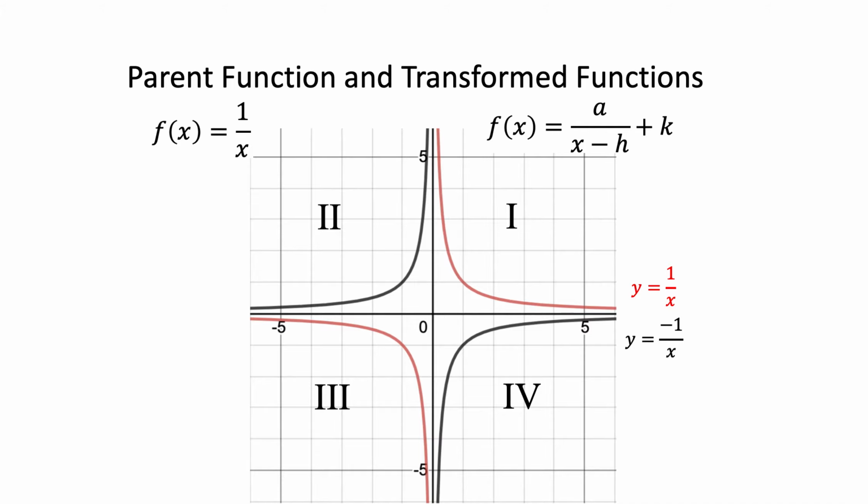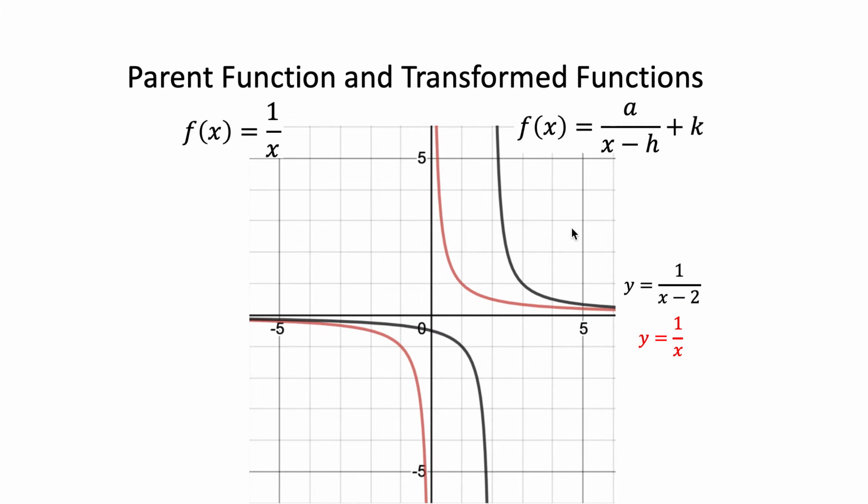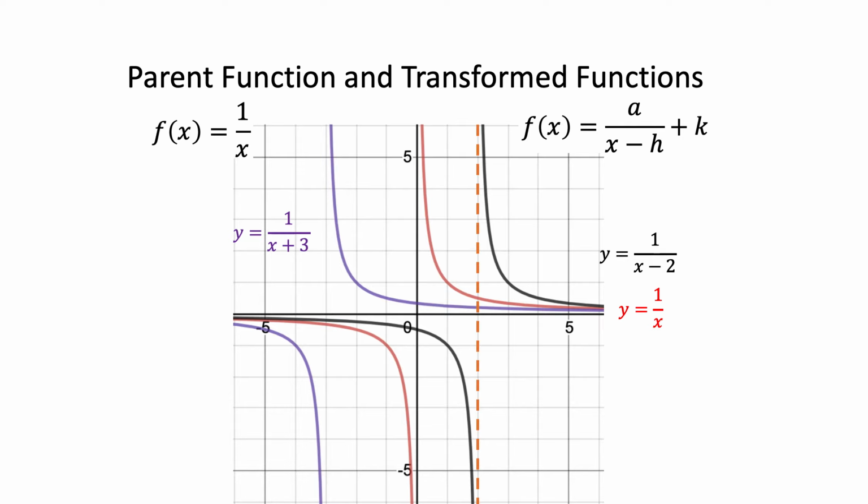Okay, now let's talk about h. So we can see here, y equals 1 on x minus 2. I've shifted the whole graph to the right. Now I've got a new vertical asymptote at x equals 2. Remember, 2 minus 2 will be 0, so that's what will make this undefined when the denominator here is 0. So you've got a vertical asymptote wherever this is undefined. Same thing with y equals 1 on x plus 3, so the vertical asymptote is x equals negative 3.